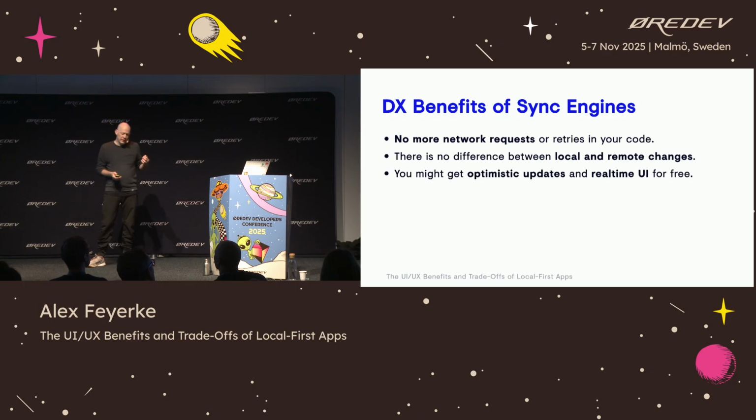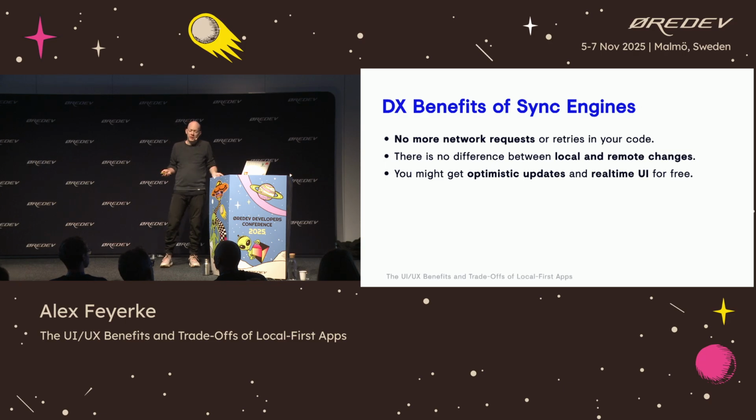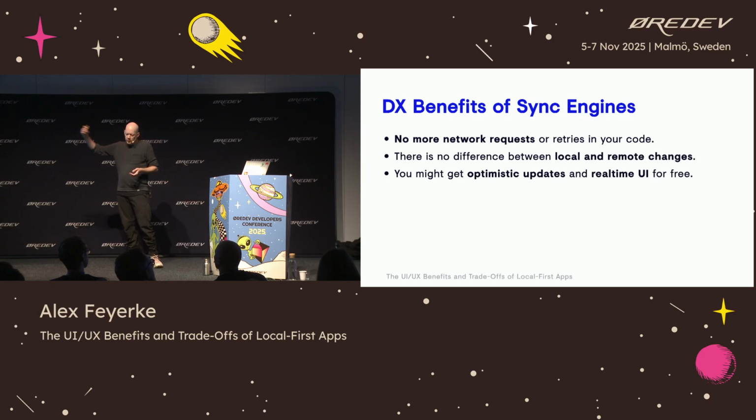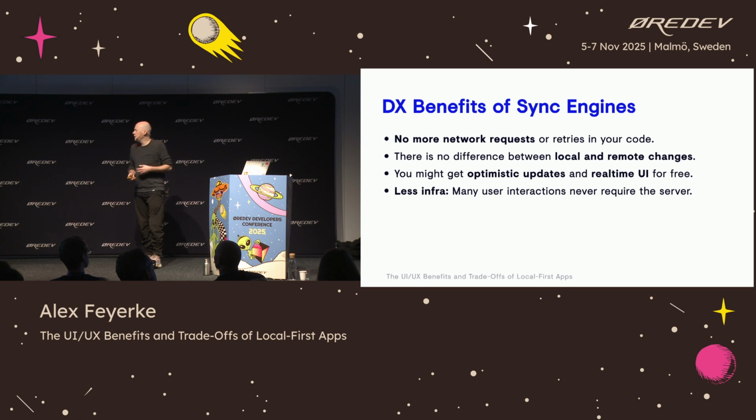You might get features like optimistic updates and real-time UI for free, because that's just how sync engines work, right? When you write to the local data store, it's immediately there to be displayed, even if it takes longer to get to the server. And if other people make changes, those changes just arrive on the client. You don't have to do anything to make that happen. You're probably going to need less infrastructure, because many user interactions never touch the server. They can be handled entirely on the client.